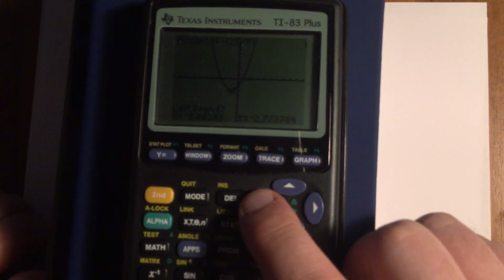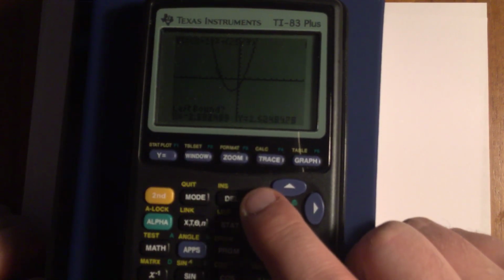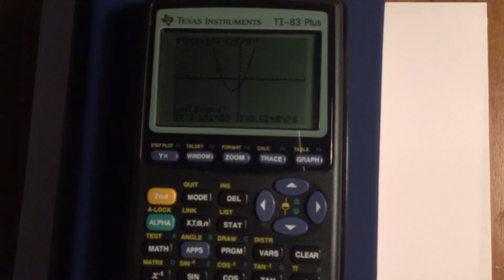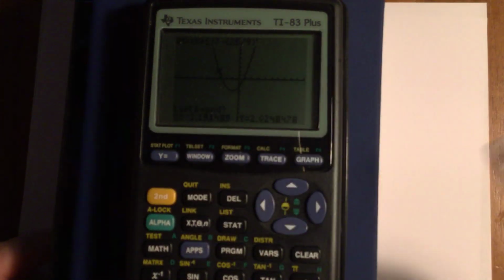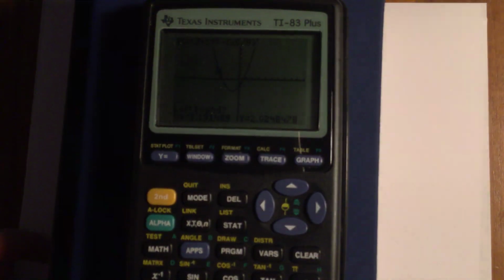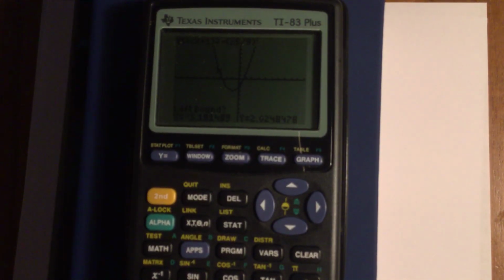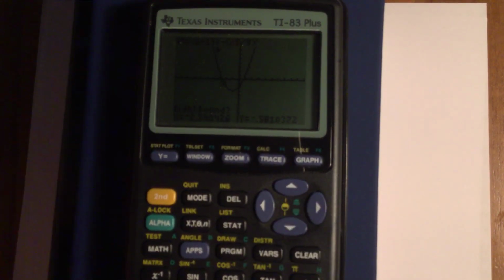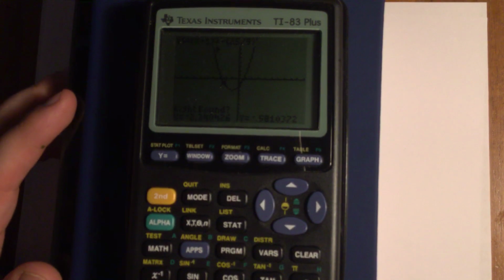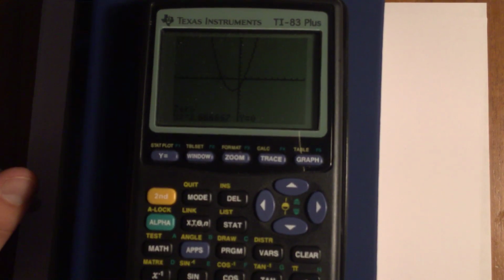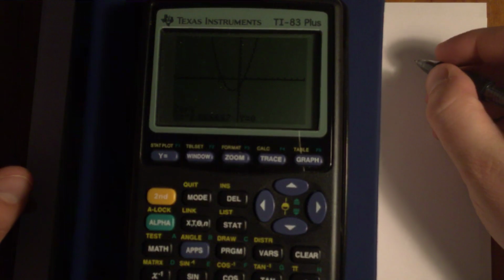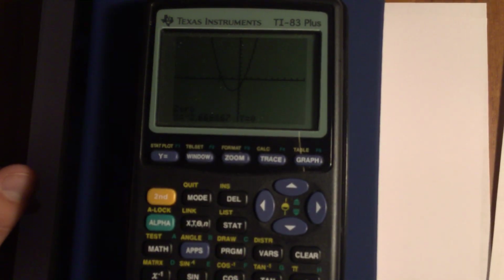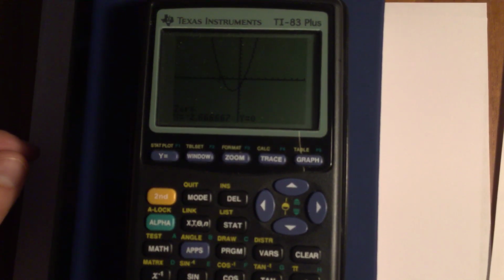So left bound, I want to move this cursor, I don't know if you can see that cursor, just to the left side, right? I'm going to try to find this 0 first. Sorry, it's kind of shaded like that. There you go. So I'm going to hit left bound there, and then I'm going to move it down just to the other side of the x-intercept, hit right bound, and as for guess, just hit enter. Okay, my first 0 is negative 2 and 2/3.